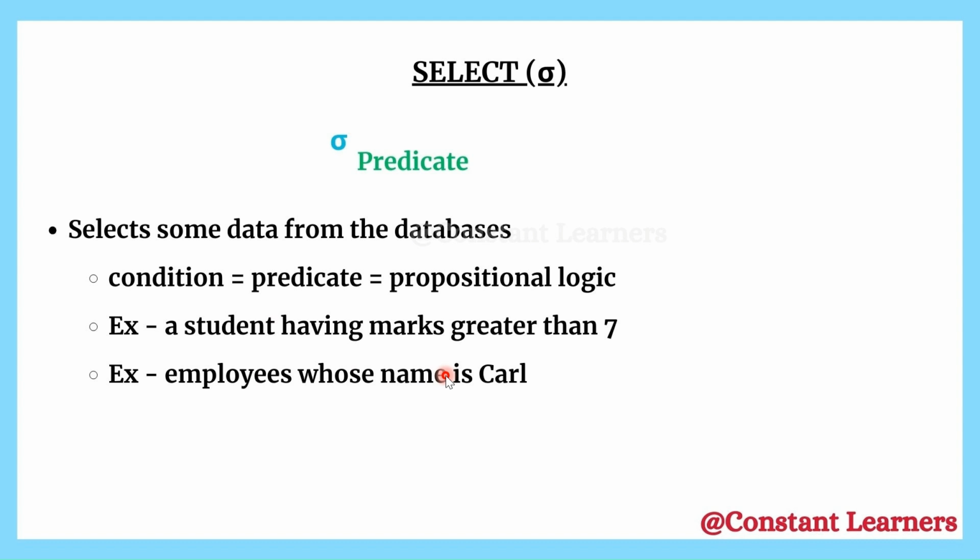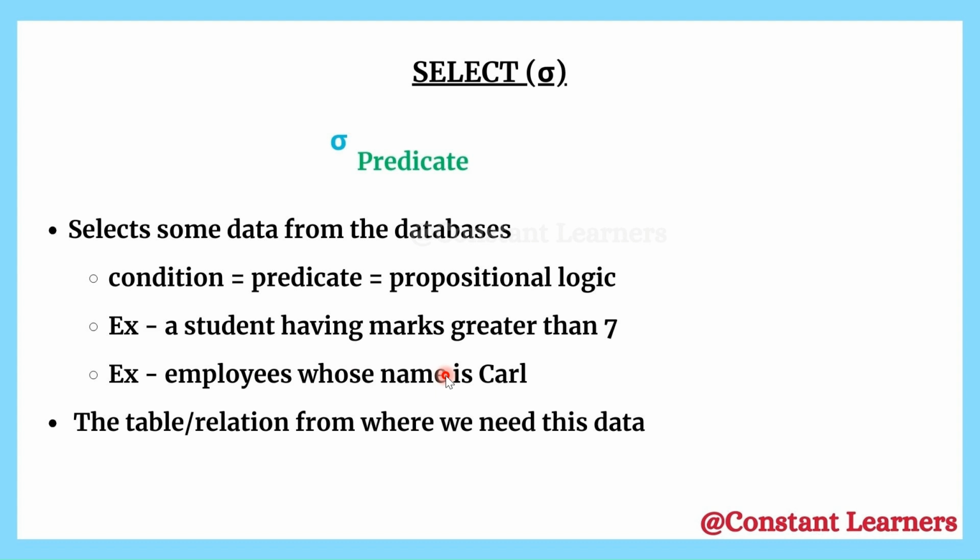And another important thing that we need is the table or relation from where we need this data. And it will go here in the round bracket. So we write the name of the table or the relation from where we need the data, right? We will understand this when we see the examples.